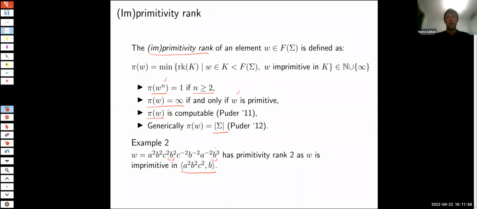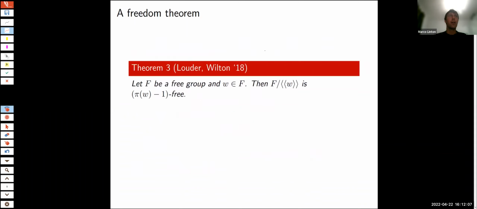So what does this have to do with one-related groups? Well, we didn't know until 4 years ago when Larsen Louder and Henry Wilton came along and proved this fantastic theorem. They showed that given a free group F and an element W in your free group, the quotient, the one-related group with presentation generators of F and relation W, is primitivity rank of W minus 1 free. That means that every subgroup generated by this many elements of your one-related group is a free group.